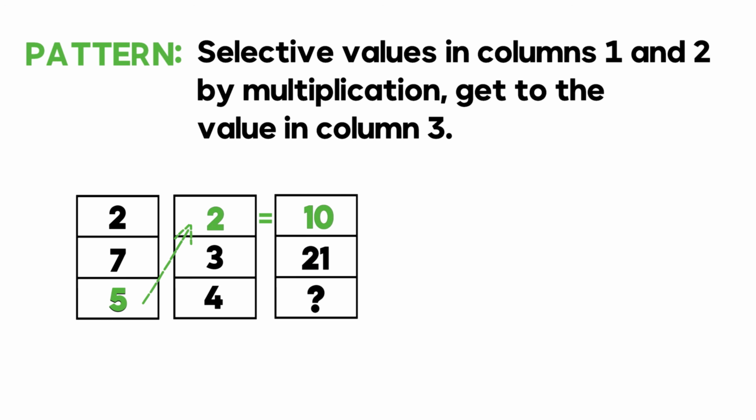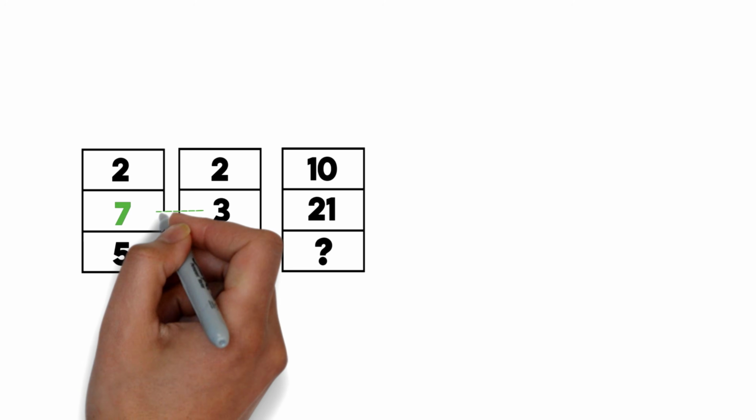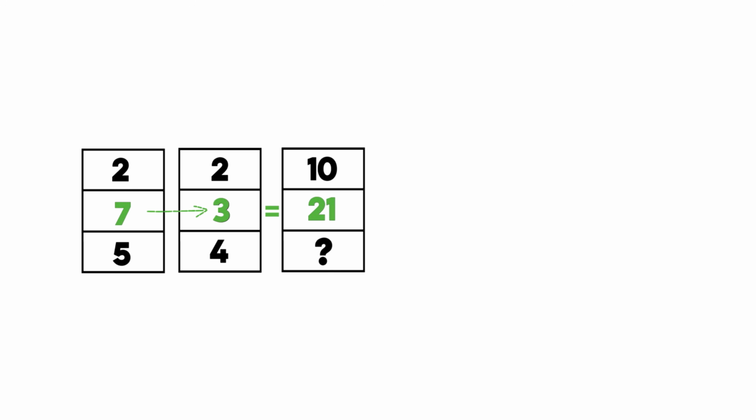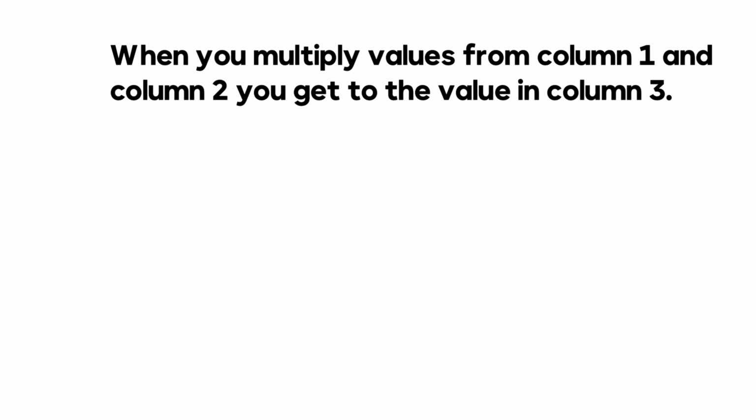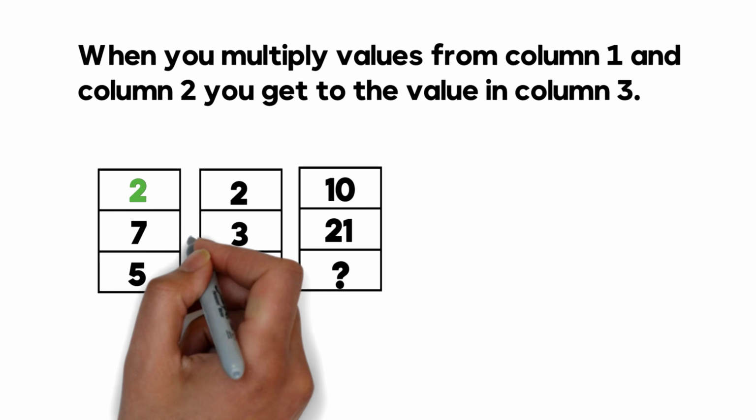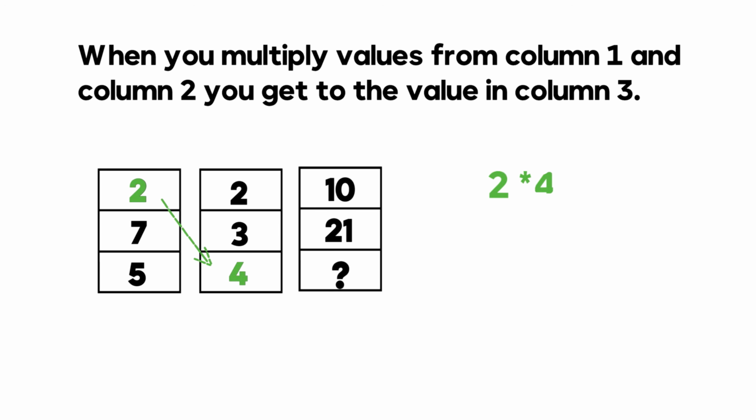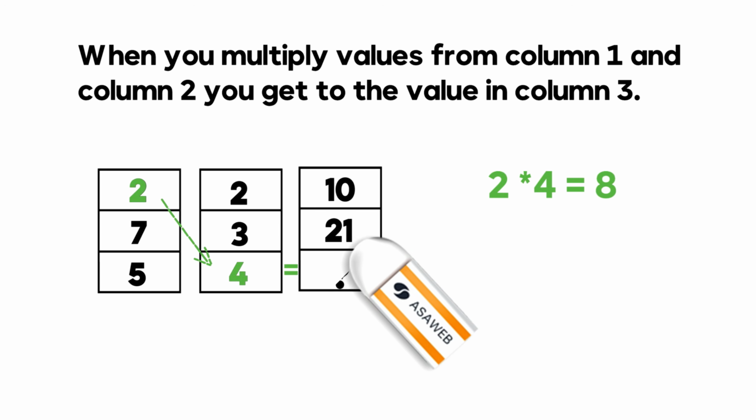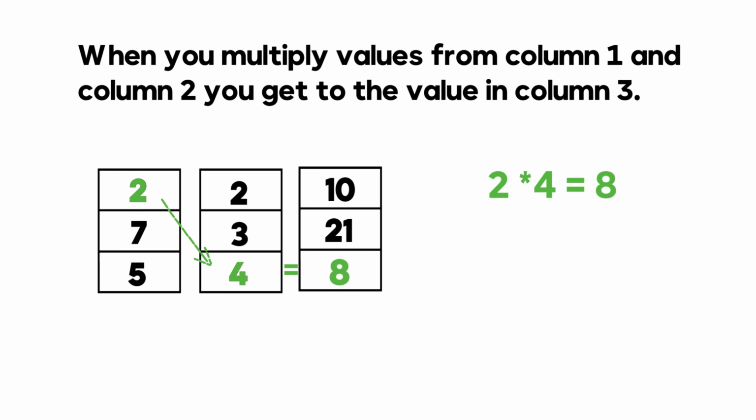If we multiply 5 by 2, we get to the value of 10. Second set of values is represented by the middle row. 7 multiplied by 3 equals 21. So the missing value here can be calculated by multiplying 2 by 4, and the end result would be equal to 8. So the correct answer to this problem is choice A, 8.